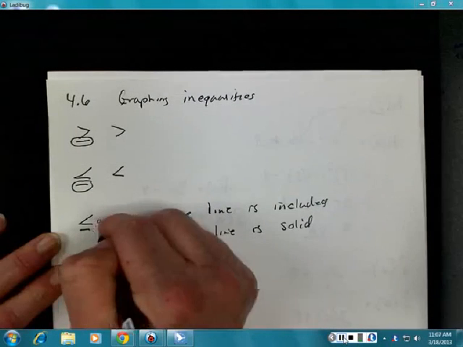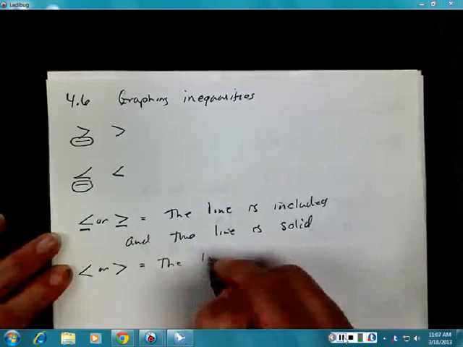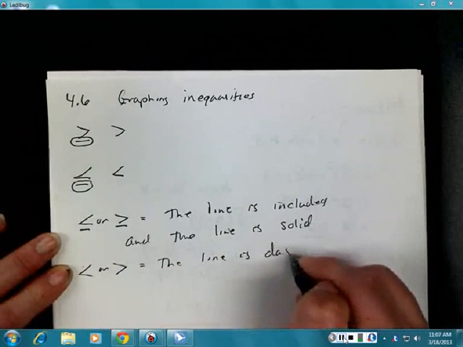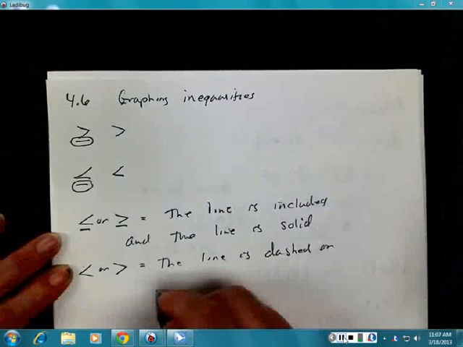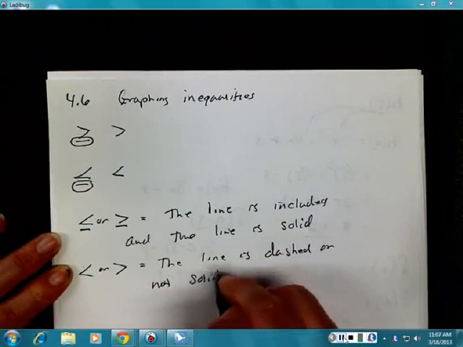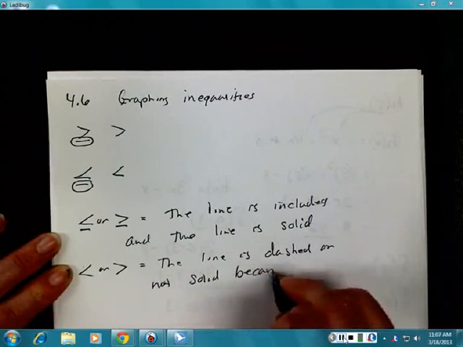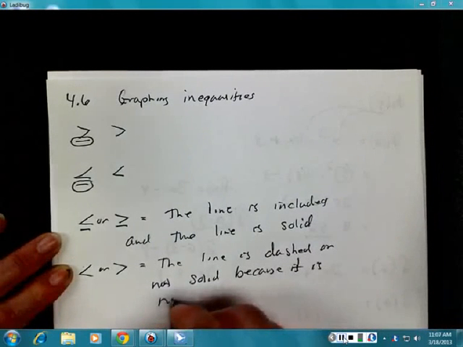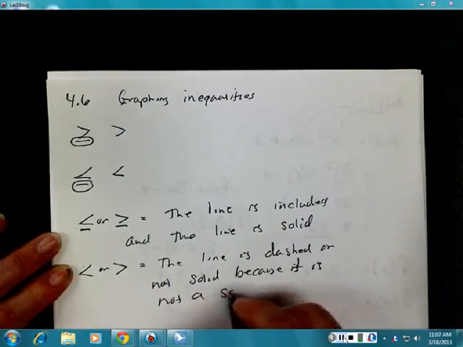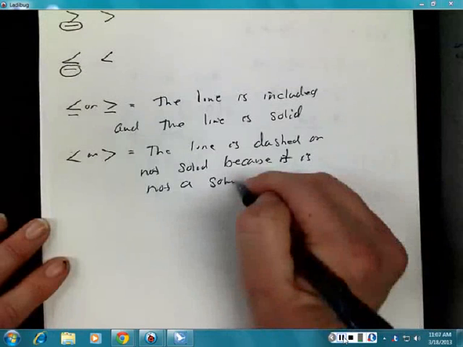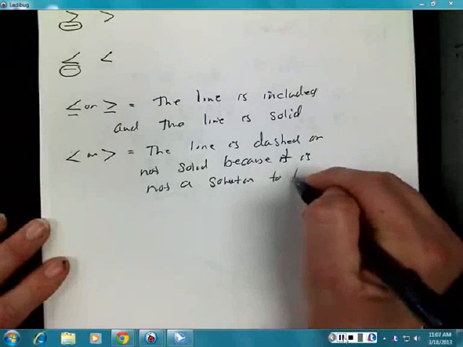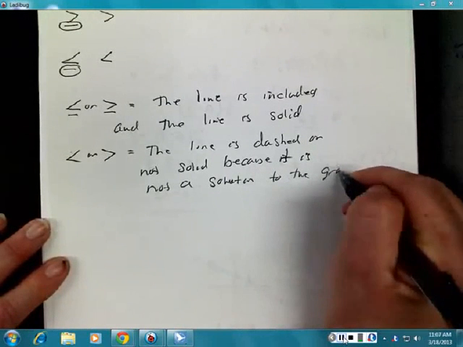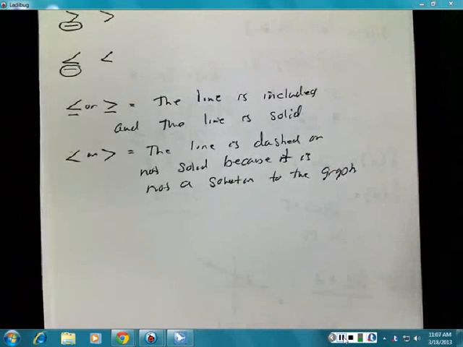If it is a less than or greater than, the line is dashed or not solid because it is not a solution to the graph.